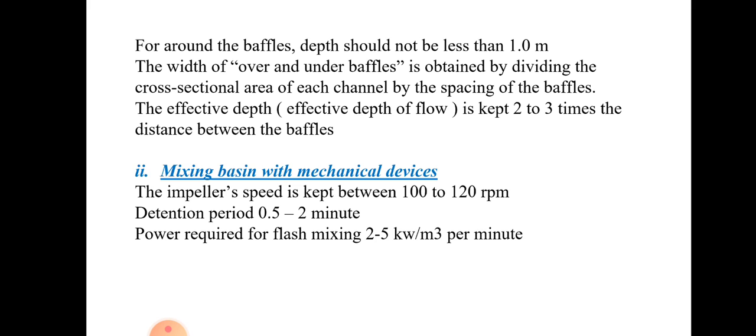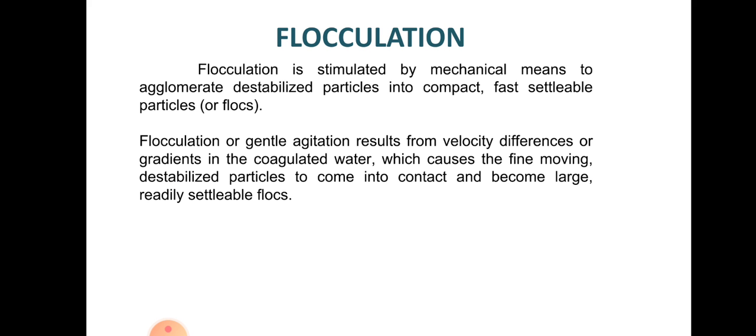Now coming to the mixing basin with mechanical devices, here the impeller speed is kept between 100 to 120 revolutions per minute, that is the design criteria in the case of a flash mixer. The detention period is 0.5 to 2 minutes, and the power required for flash mixing is 2 to 5 kilowatt per meter cube per minute.